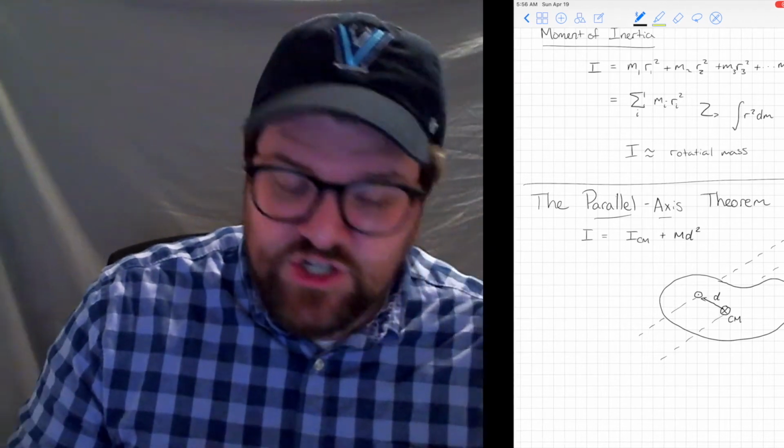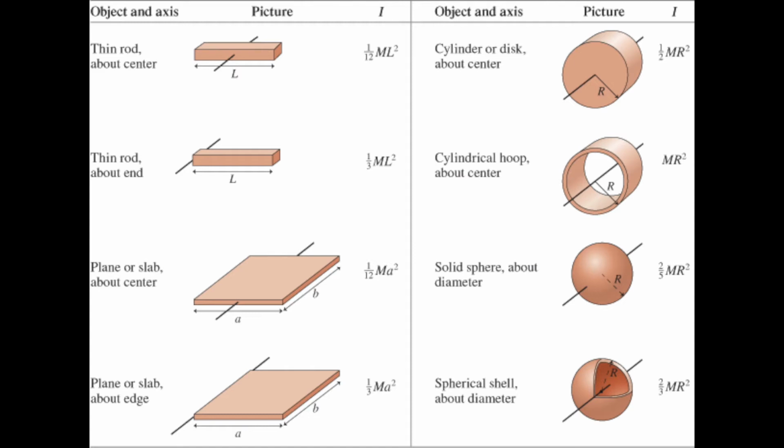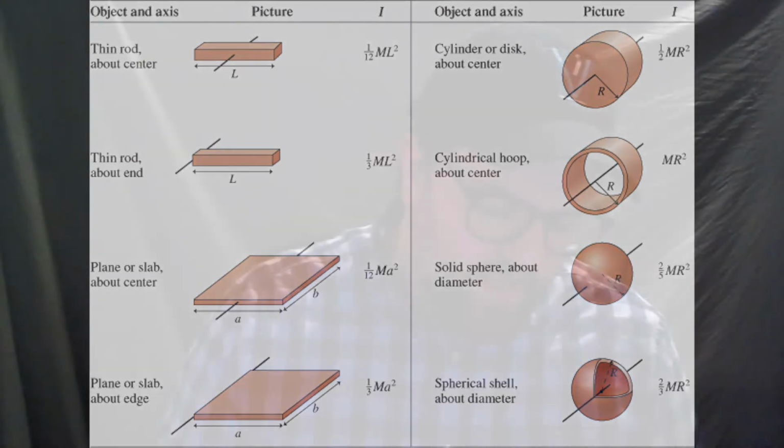So I mentioned that a lot of times we'll just give you a table of moments of inertia. I'm going to put that in this video. If I haven't already put it in the other video, I'm definitely going to put it in this video. You can find that in your book. You can find it in the chapter. You can also find it online. Wikipedia actually has a really good list of moments of inertia. So I'm going to put that in.